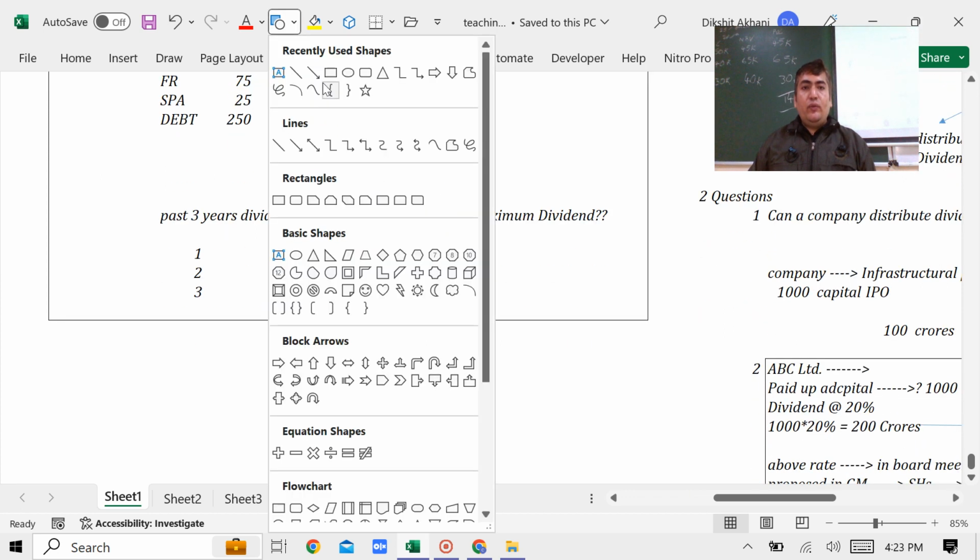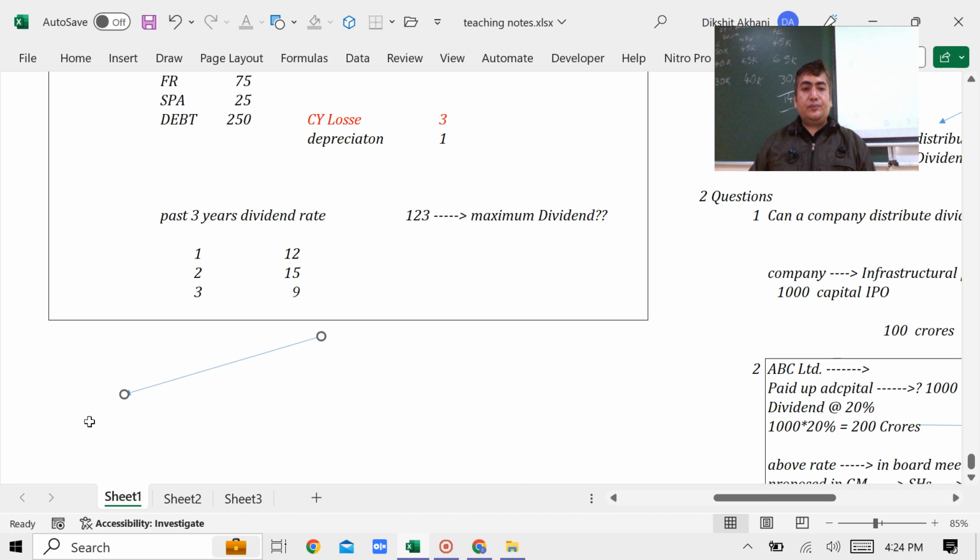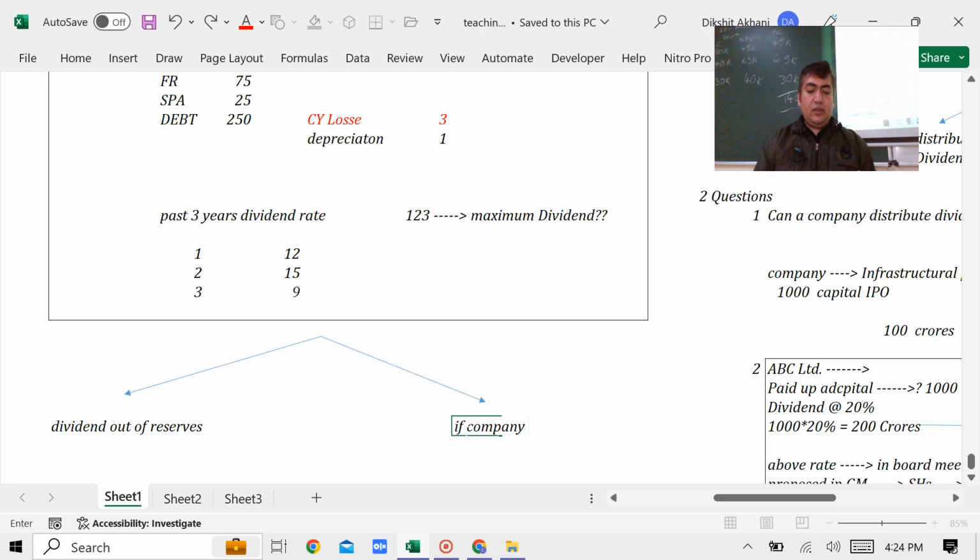Question number one is like dividend out of reserve, and the second question is dividend in case the company doesn't have profit. So don't get confused. The answer to both situations will be the same as it is, if the company is suffering losses. So we have to just understand what the conditions are.